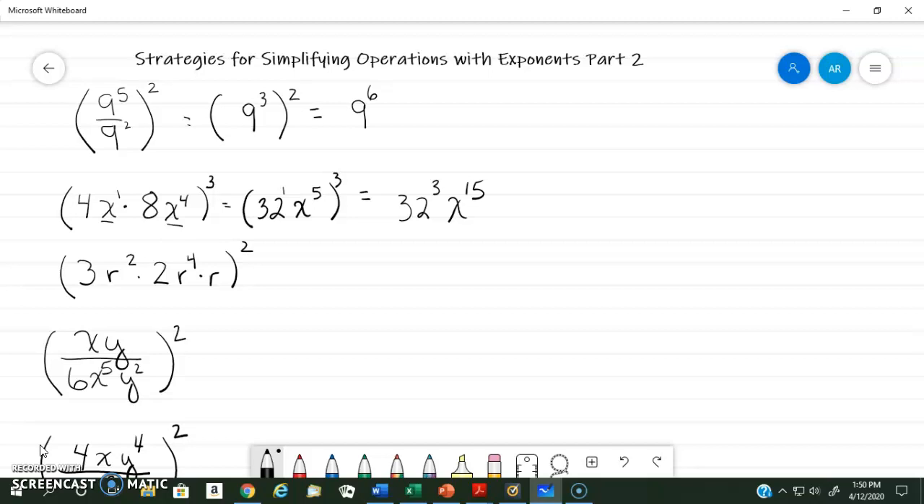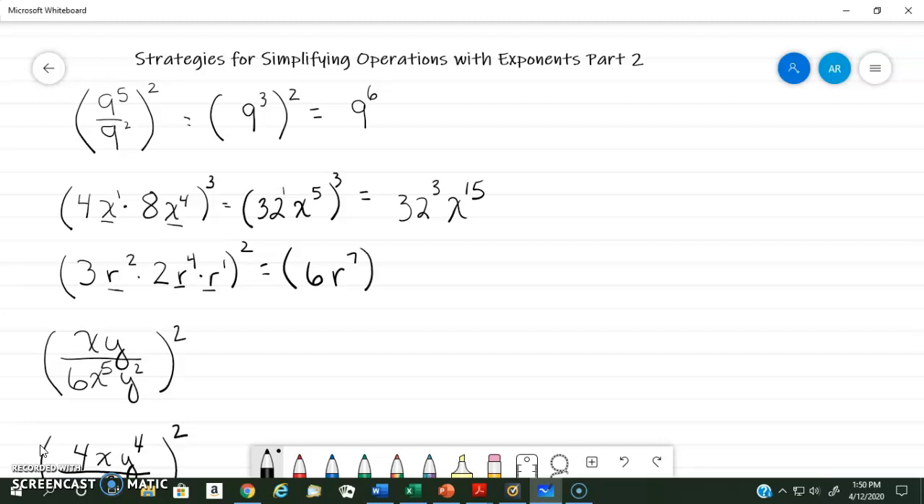Again, we have another problem where we have a lot going on inside the parentheses. Remember, PEMDAS, always do that first. So I have some numbers here. 3 times 2 is 6. I've got a lot of r's, so I've got all of these r's. I have r squared times r to the 4th times r, which is really r to the 1st. So I'm multiplying these, so use that product rule, and I'm going to add the exponents. 2 plus 4 is 6. 6 plus 1 is 7.